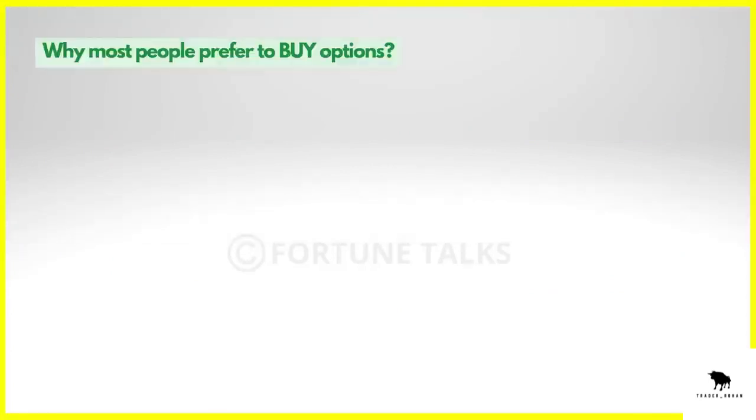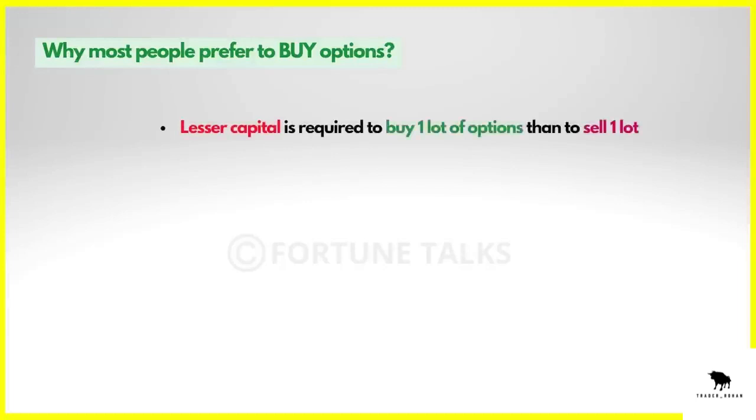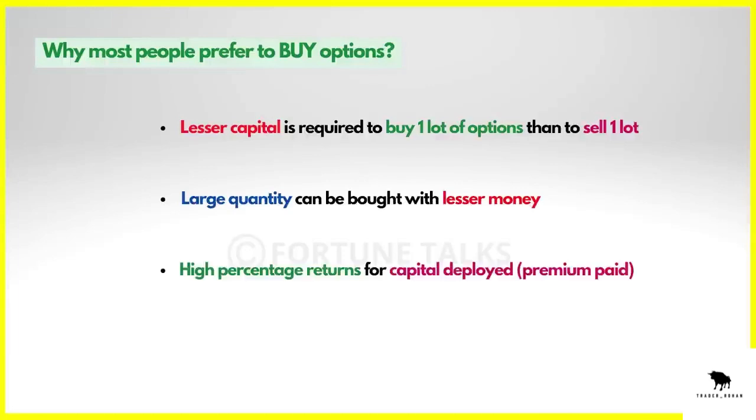buyers. I know most of you retail traders are option buyers, and the reasons for this is quite simple. First of all, it takes less capital to buy options rather than to sell them. You can buy a large number of lots for a comparatively lesser amount of money. Moreover, you get more value for your money if the trade goes in your favor. The returns that an option buyer can make is mind-blowing.